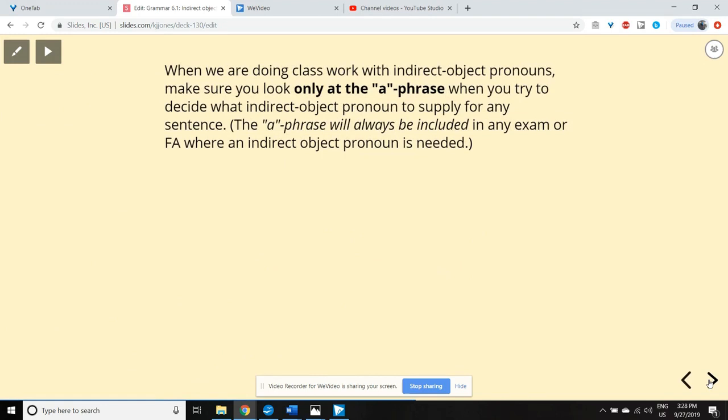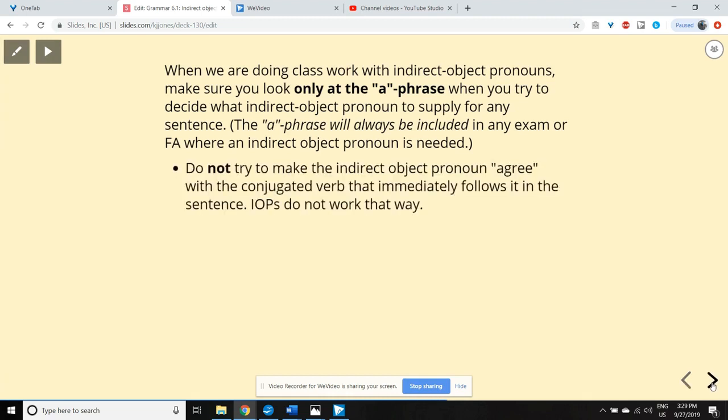Now, when we are doing classwork, and this includes exams, with indirect object pronouns, make sure you look only at the a phrase when you decide what indirect object pronoun to supply for any sentence. And even though it's not really natural or organic, the a phrase will always be included in any exam or formative assessment where I want you to generate an indirect object pronoun for me. Okay? It's the only thing I could give you to cue you as to what I wanted you to produce.